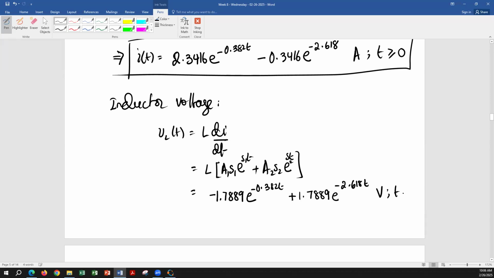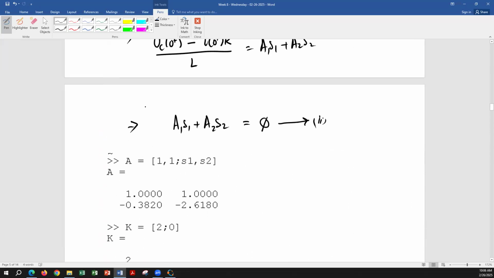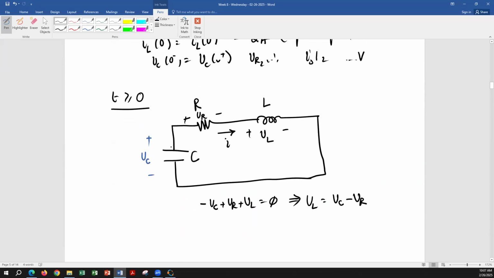This result actually showed you an important aspect of the circuit. At t is equal to 0, the voltage across the inductor is 0. Why is it 0? It is 0 because of the second equation that we found. At t is equal to 0, capacitor voltage is not going to change and inductor current is not going to change. So the capacitor voltage becomes equal to the voltage drop across the resistor. These two will balance each other, and there is no voltage drop across the inductor initially.